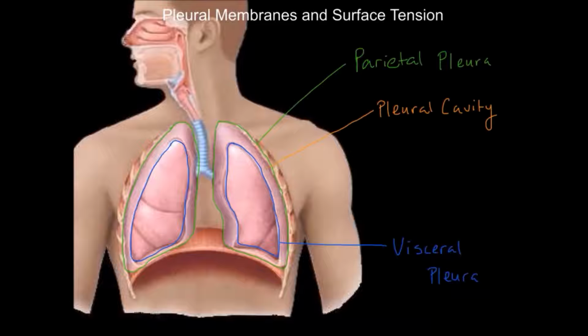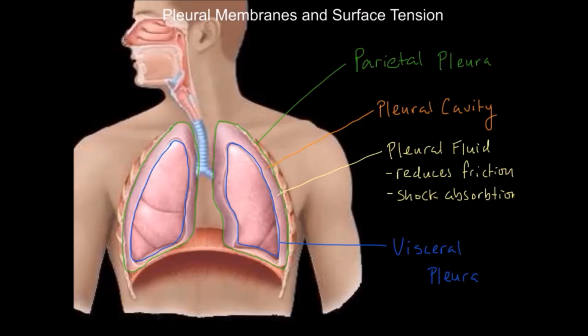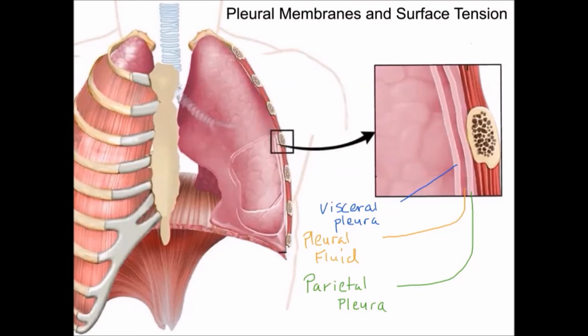The third part is the pleural cavity, which is the space found between the parietal and visceral pleura. And the last part is pleural fluid, which is found within the pleural cavity. Pleural fluid reduces friction and acts as a shock absorber. Because pleural fluid is found between the visceral pleura and the parietal pleura, the two membranes are held together by surface tension. The surface tension between the two membranes will play an important role in ventilation.